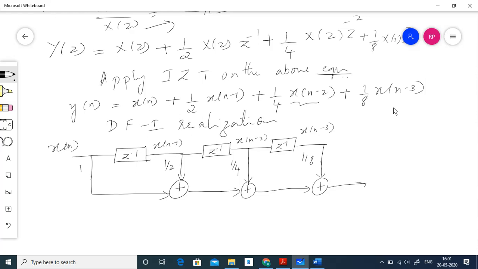So finally here you will get your final output, which is y of n. So this is how we realize the given system function using direct form 1 realization. So hope you have understood.